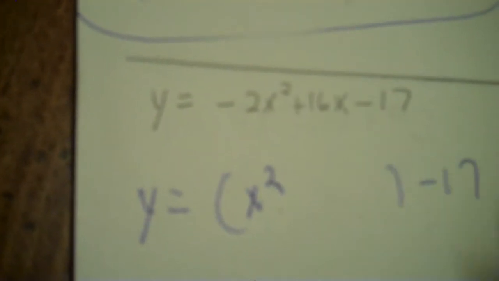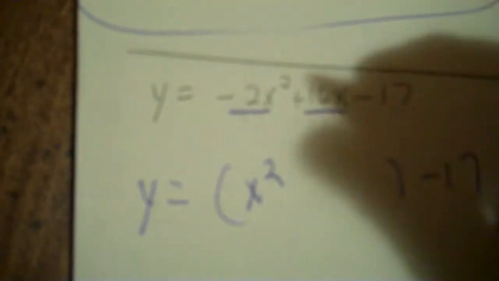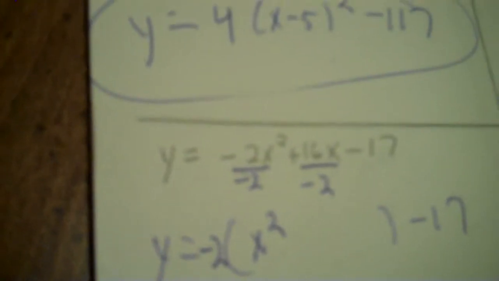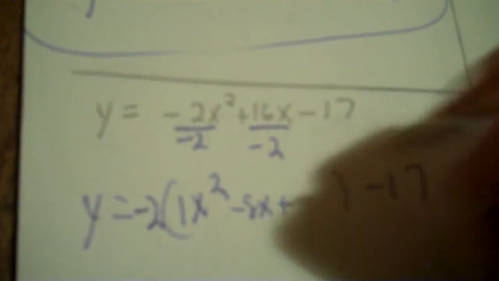Next one. Set that up so you're ready to go. And away we go. Put x squared there. Now that don't match, so you are going to go up and divide both these two, not the 17, by negative 2. Okay? So negative 2 comes out and it remains in the problem. Now that's 1x squared, which is x squared, minus 8x plus my c.